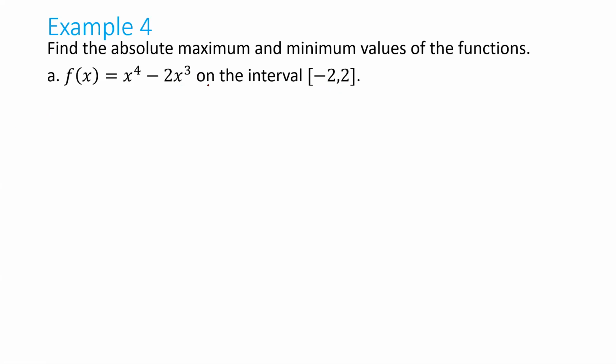So remember that there's two things to look for. So the idea is that the absolute max or min may occur at a critical value or at an endpoint. Okay, so we'll find all the critical values and find the endpoints and then evaluate the function at those values.